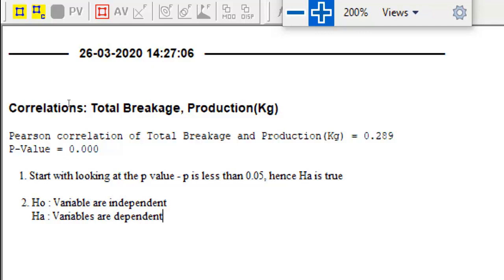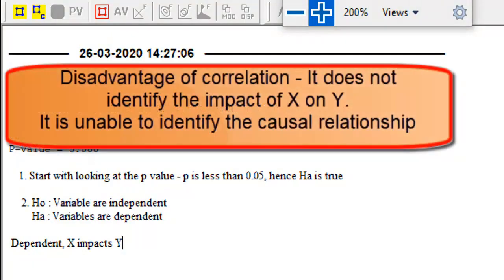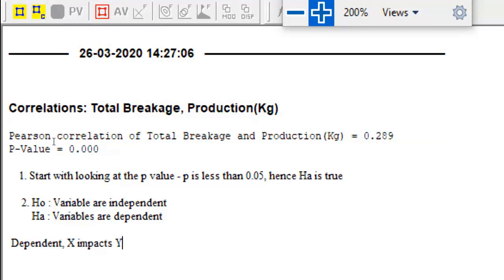If you carefully look at what I am saying, I am not using the term dependent. I'm not saying X impacts Y. This is one of the greatest disadvantages of correlation test. It works at identifying whether the variables X and Y are related, but it is unable to verify the causal relationship between variables. It is not able to decipher whether production impacts total breakage or total breakage impacts production. It treats both as variable. This is a huge disadvantage.